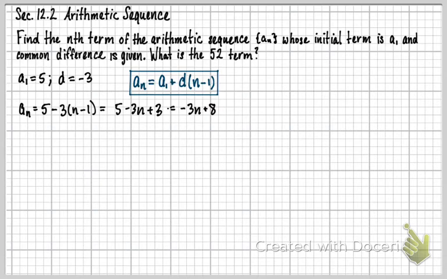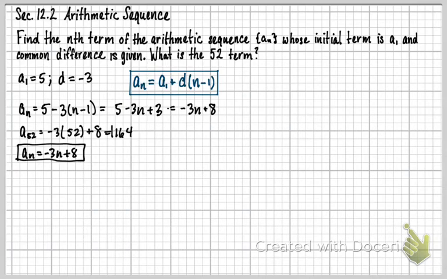Now what's easy about this now is all I'm looking for is a52. So that means I'm just going to plug in 52 for n. Now remember, that's what that subscript means down there. That number is what I'm plugging in for my n. It's just that simple. So don't make it any more complicated than it is. So now -3 times 52 plus 8 is -148. So the first answer would have been a sub n equals -3n plus 8, and the second answer is the 52nd term. So there's our two answers for this one here.